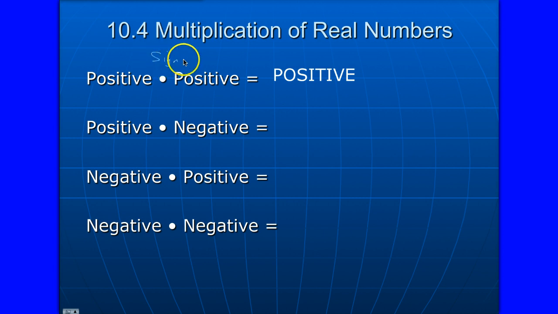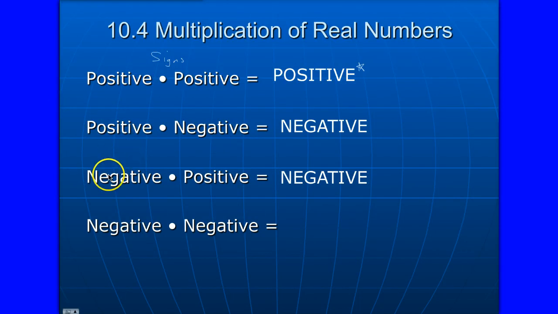If you multiply a positive number times a positive number, you will always get a positive. You've been doing that. 3 times 2 is 6. There's an example, a positive times a positive. Second one, if you do a positive times a negative, or a negative times a positive, you'll always get a negative.